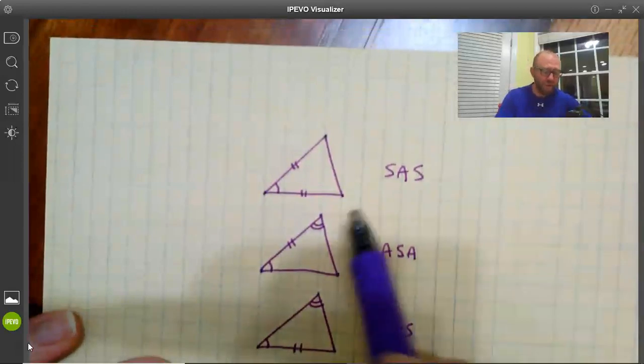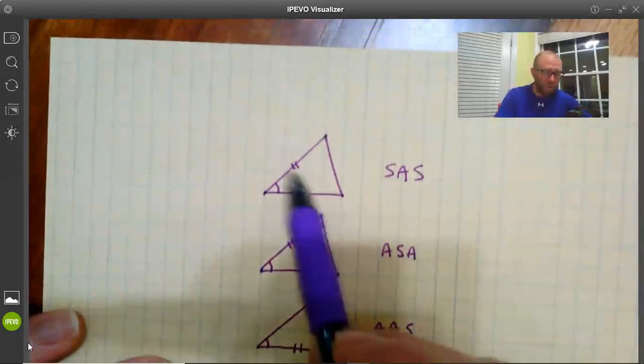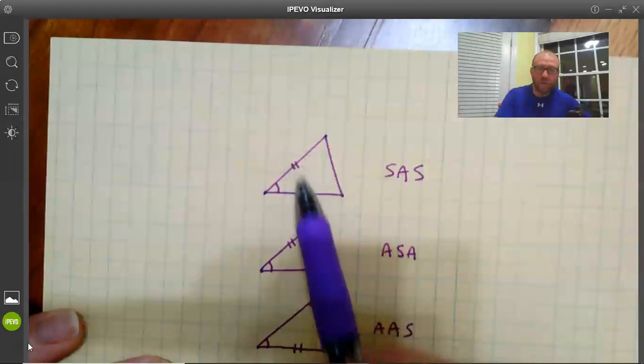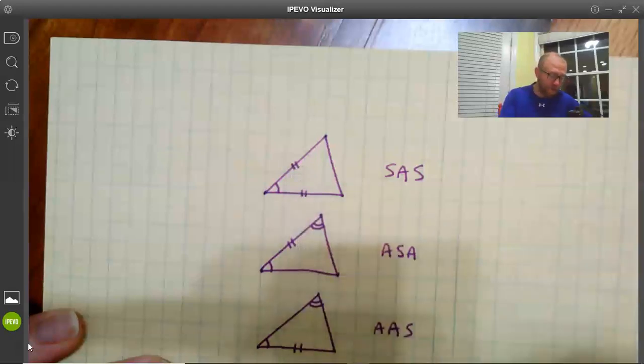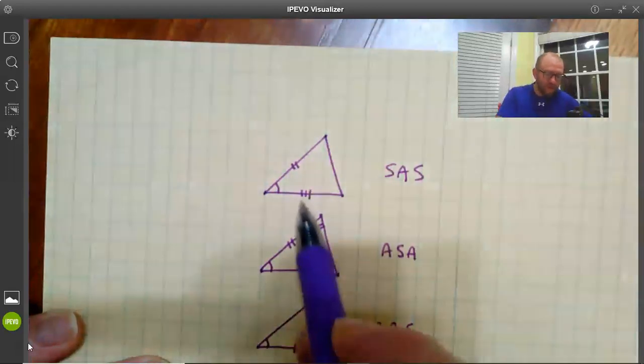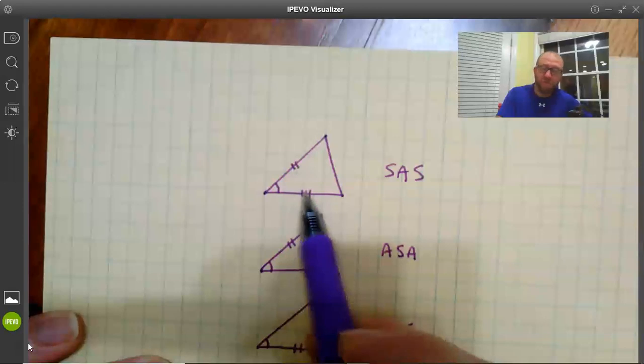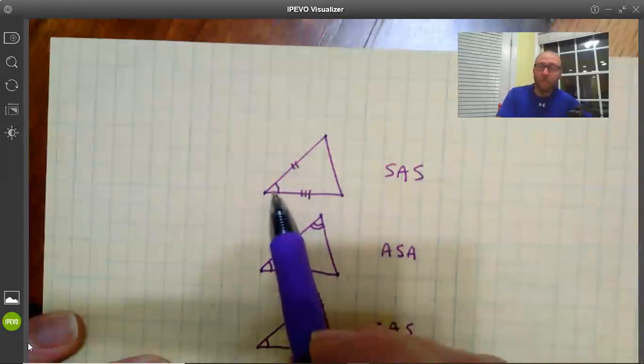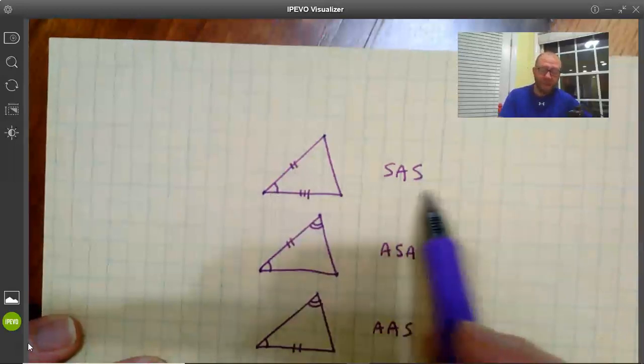So, for example, it's enough to know that one triangle shares a congruent side and then another congruent side. I've marked these as being there. So two sides from this triangle would match another triangle, same length, and the angle in between them would be the same. That's called side angle side.